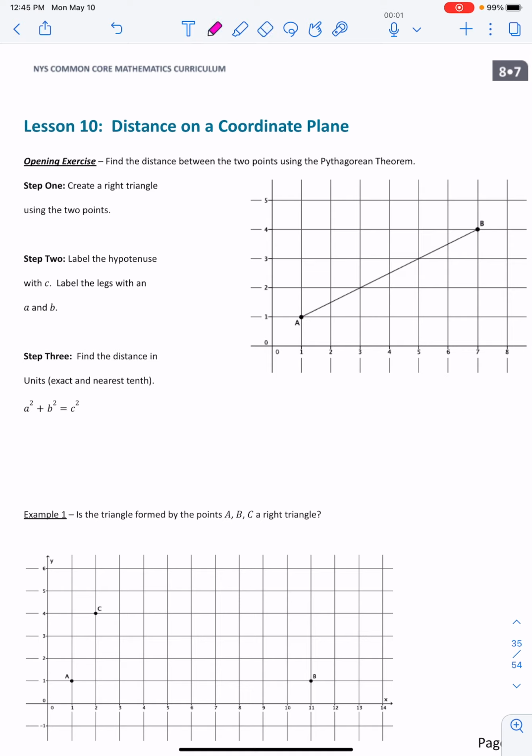So here we go. First we're going to draw a line down here. And we're going to draw a line from A over to the other point. And what that does is that creates that 90-degree angle. So now step number 2 says label the hypotenuse. So our hypotenuse is C. And then it says label the legs with an A and a B. So here is A and here is B.